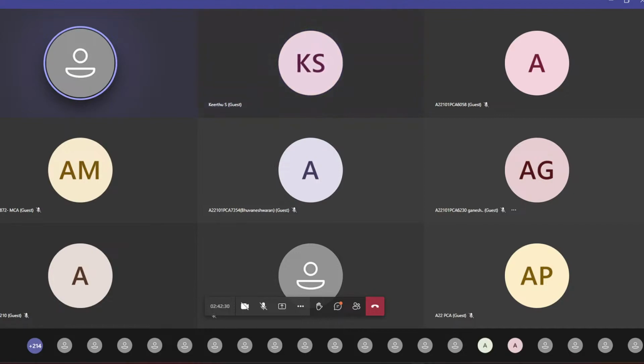So in tomorrow's class we'll be looking into one more, nearly 1.5 units. My goal is that at least 1.5 units I have to give.